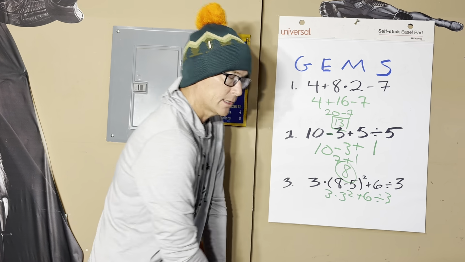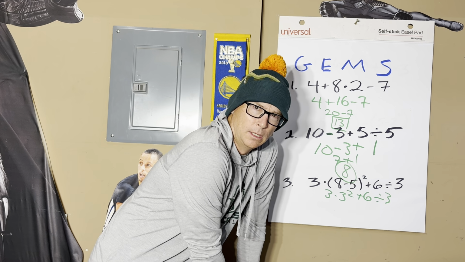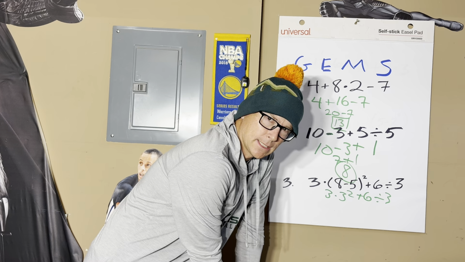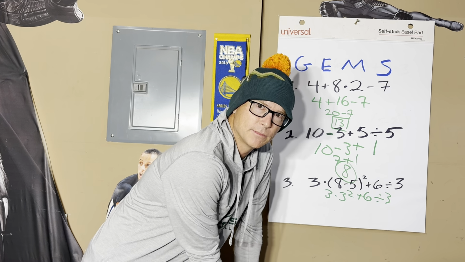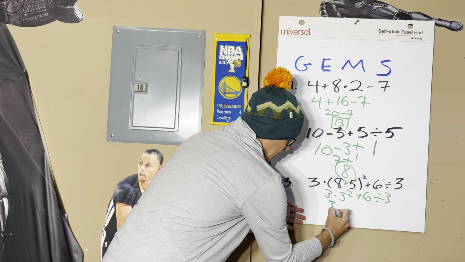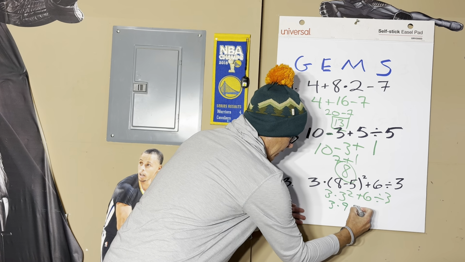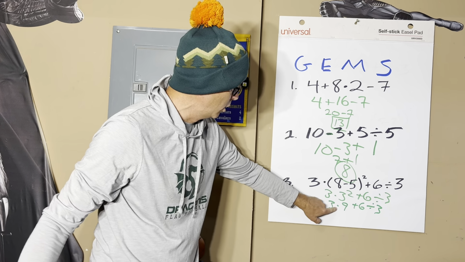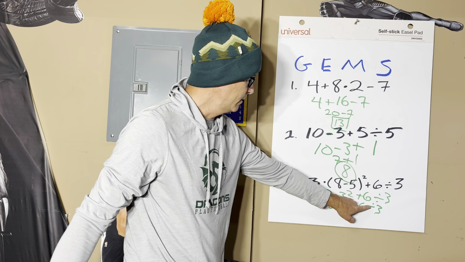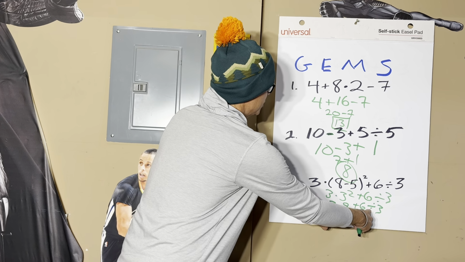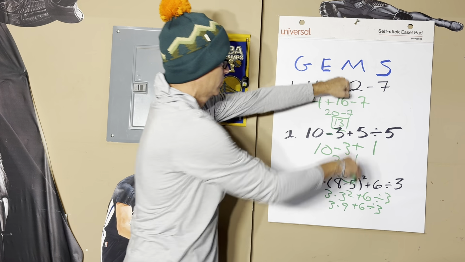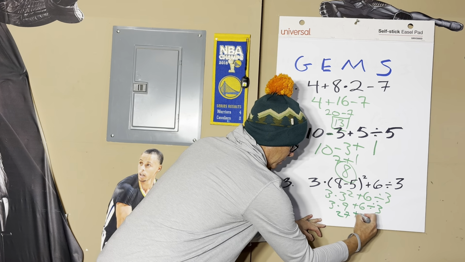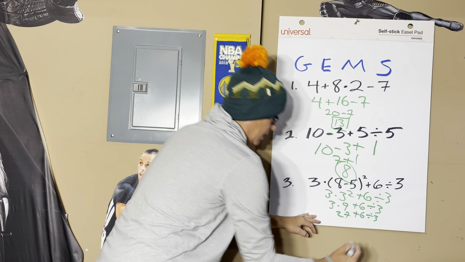Exponents, 3 squared is 6. 3 times 2 is 6. It's not 6. 3 squared is 9. 3 times 3. Okay. 3 times 9 plus 6 divided by 3. Okay, multiplication, addition, division. Multiplication, division are also golden retrievers. That one comes first. 27 plus 6 divided by 3.